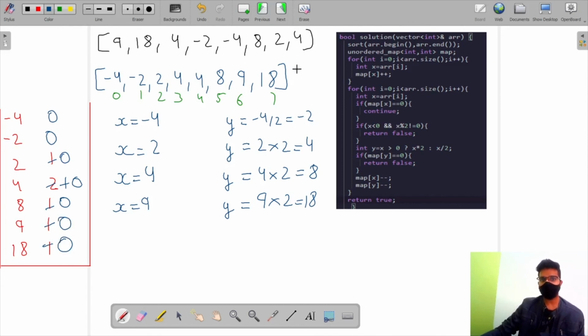Then we move to the seventh index and we check if 18 exists in our map and its frequency is 0. Yes, its frequency is 0. So we are going to simply continue. And we continue and eventually we will get out of the loop. If we get out of the loop, that means none of the conditions failed, so we were able to successfully pair up all our elements. And we are going to simply return true.